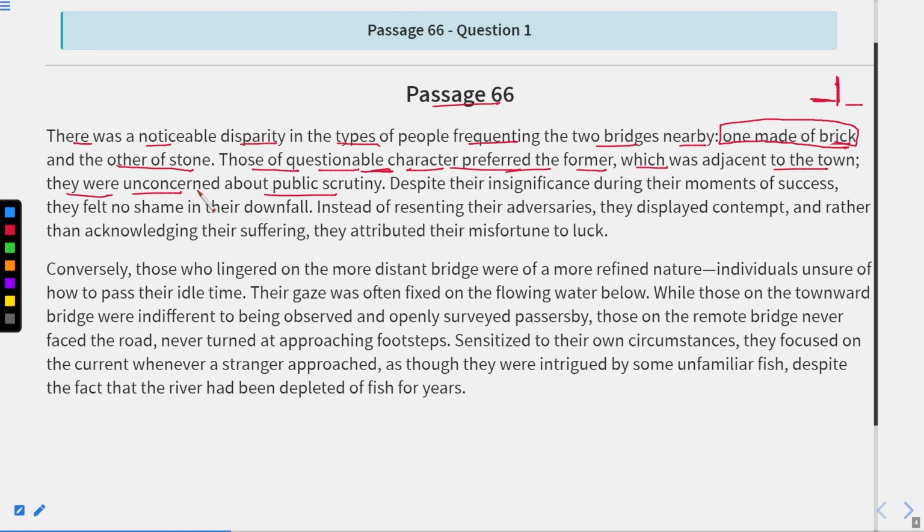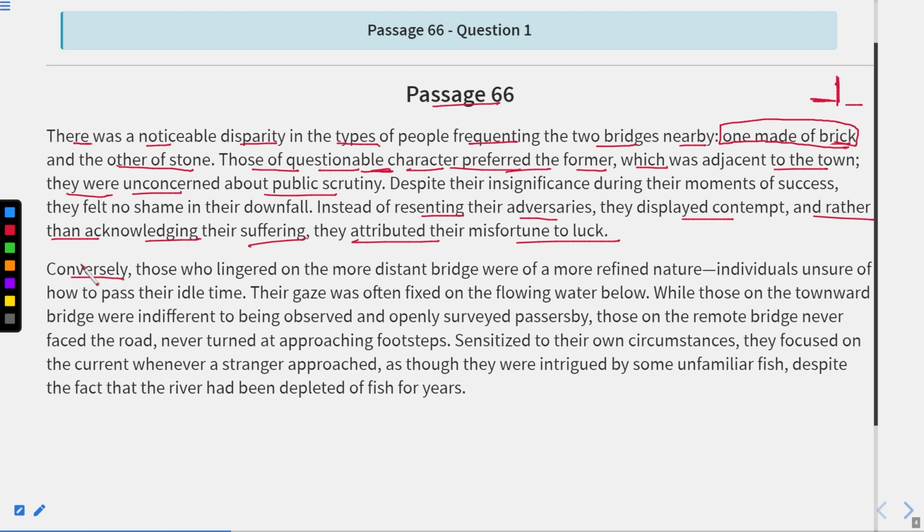Despite their insignificance, it means though they feel insignificant, for example, they are not bothered by anyone, yet they do not have any problem. During their moments of success, they felt no shame in their downfall. So they are unconcerned and they do not feel shame even in their downfall. Instead of resenting their adversaries, it means they do not complain of their adversaries. They displayed contempt. They displayed contempt means showing no respect. And rather than acknowledging their suffering, they attributed their misfortune to luck.